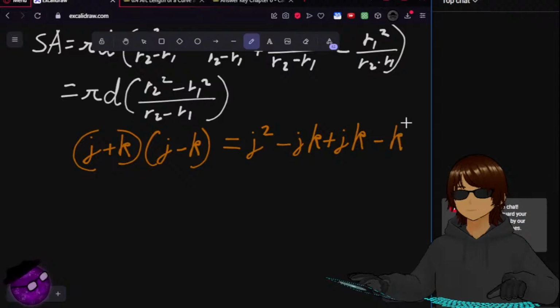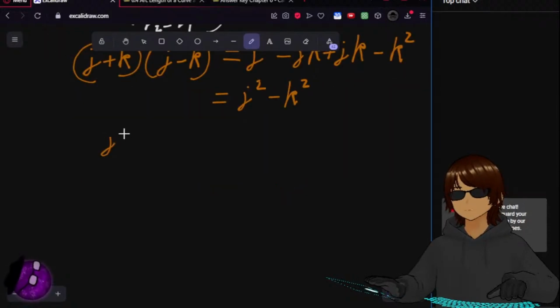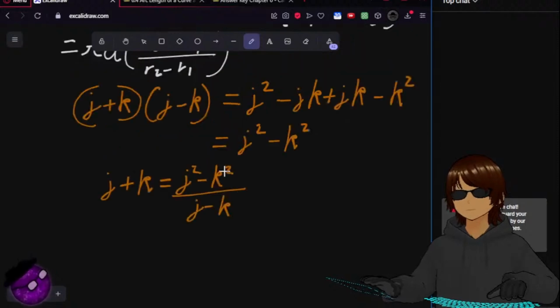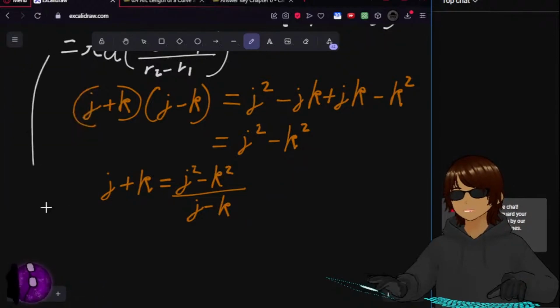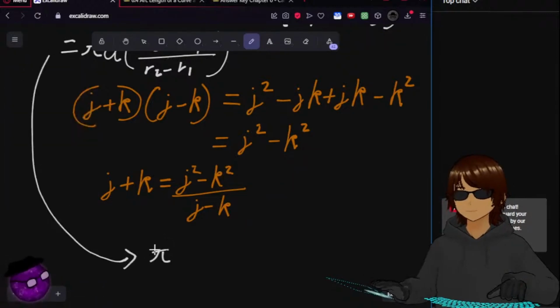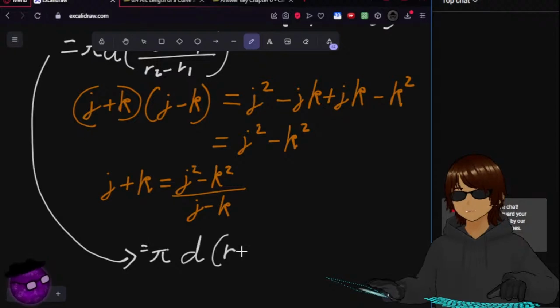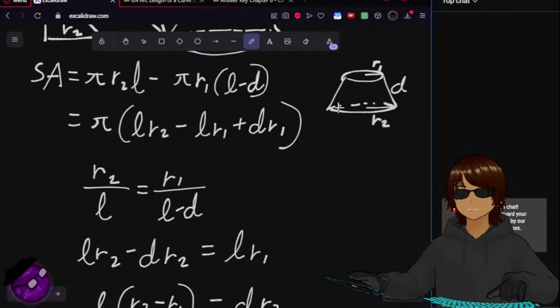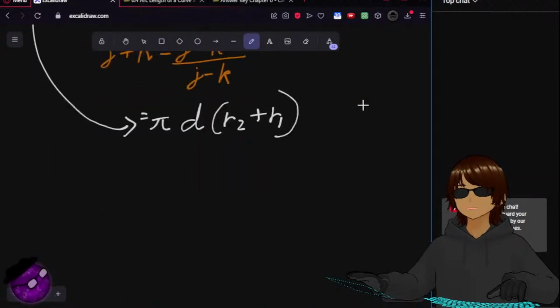K minus k square, which means j plus k, so j square minus k square over j minus k. That this makes sense, right? So going back, I can write it like this: pi d and both the radius. This is the lateral surface area of a frustum of this shape. So now, why did I derive this?